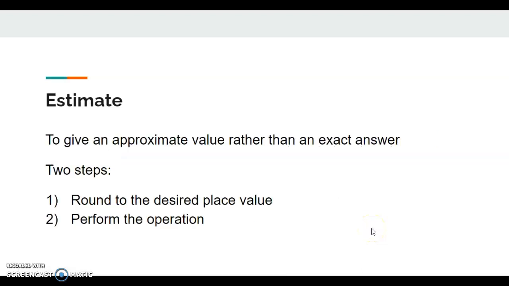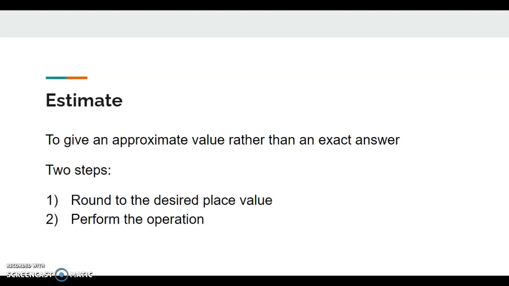All right, so then the next word is estimate. Again, I took this definition straight from your math glossary in the back of your textbook. So an estimate is to give an approximate value rather than an exact answer. Okay, so an estimate is 2 steps. First, you round to the desired place value. Sometimes they'll tell you what to round to, but the general rule is if you don't know what place to round to, you round to the highest place value in common.